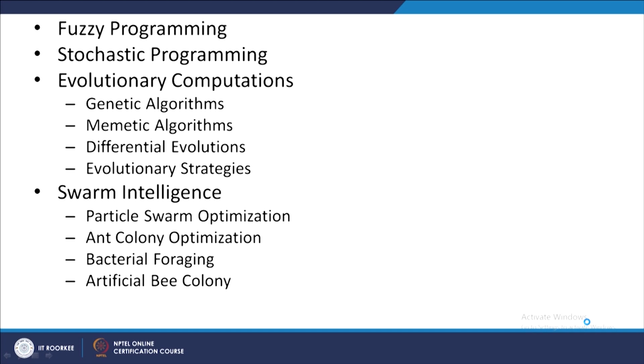These derive their inspiration from living organisms, and in this category we have the genetic algorithms, memetic algorithms, differential evolution, evolutionary strategies. Another category that has come into existence in the last 20 years is the swarm intelligence techniques. These techniques are based on the swarm behavior of a group of living organisms, whether it is a group of birds flying in the sky or some fish swimming in a pond. Some of these techniques in this category are called particle swarm optimization, ant colony optimization, bacterial foraging, artificial bee colony, and many more.